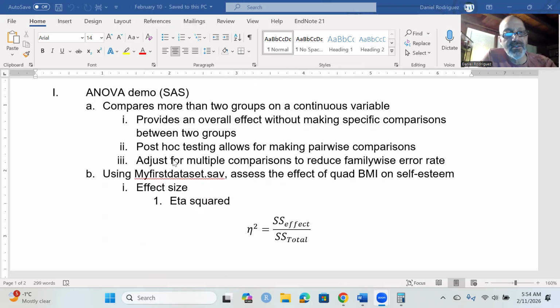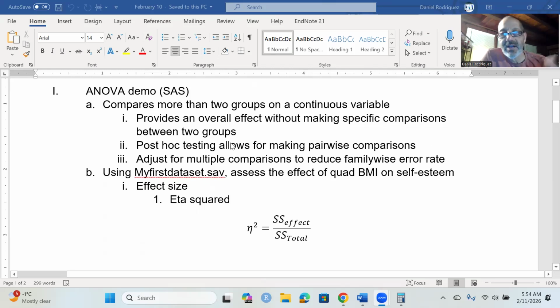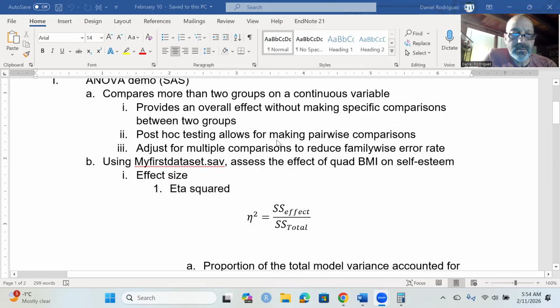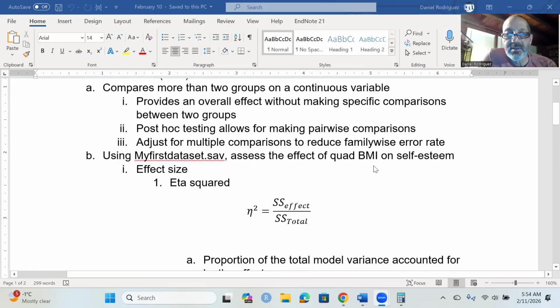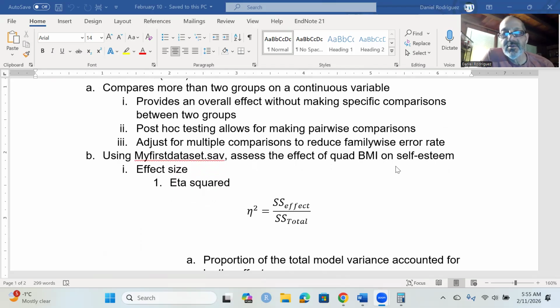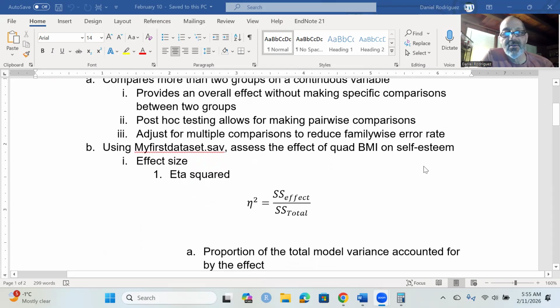Actually, I'm going to forego the focus on ANOVA here, and I'm going to go straight to ANCOVA since we've already done ANOVA in the previous versions of this course, but ANCOVA will cover it anyway. So here's an example where we can look at, say, four levels of BMI and see if people with different levels of BMI differ on self-esteem. So that would be an example with ANOVA. Again, I'm going to go straight to ANCOVA instead.